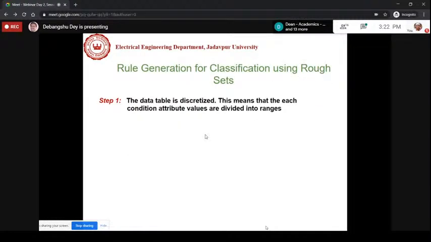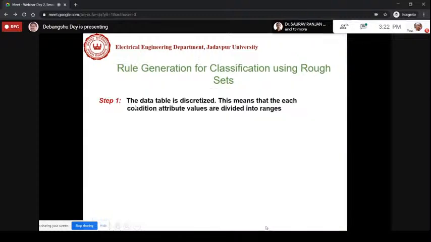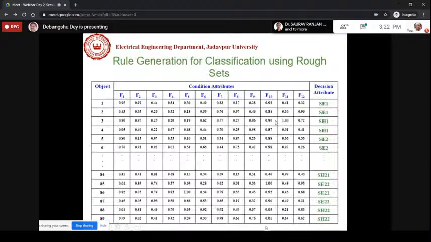And there are some mathematical tools. I am just explaining them like an overview, because rough set theory, if I am going to explain, that requires an entire semester maybe. So first of all, step one, the data table should be discretized. Discretized means, say it is a sample table. Say you can see object means different cases. Say 1 to 89 means these are the different fault cases.